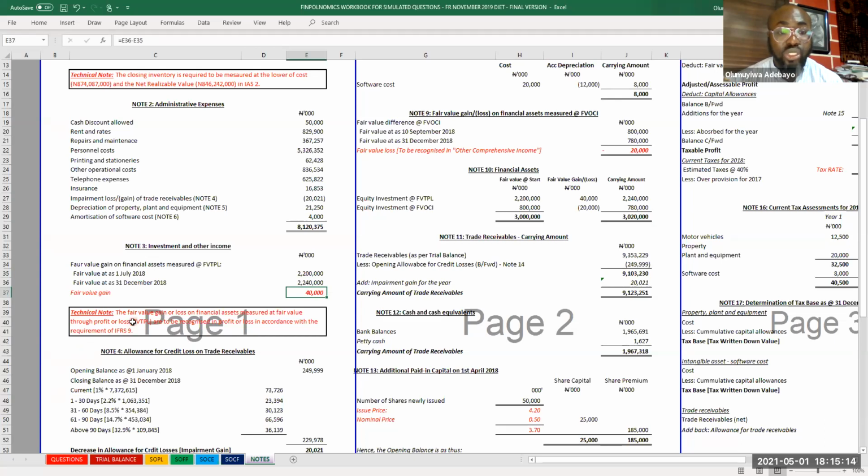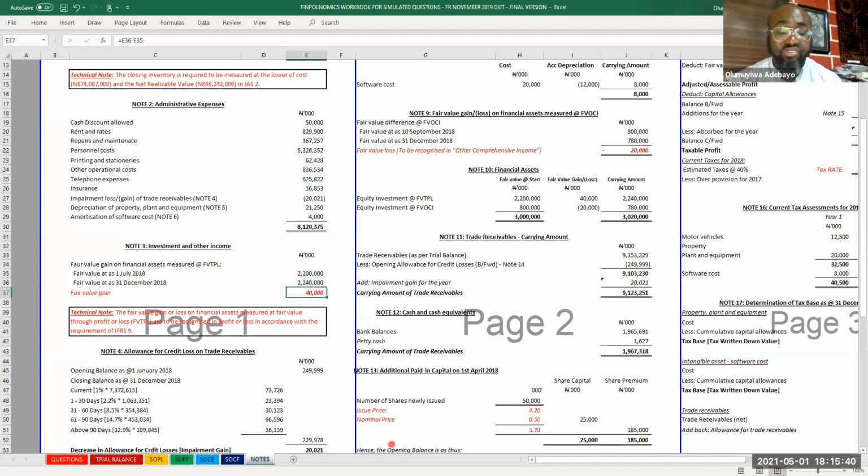And take note, the fair value gain or loss on financial assets measured at fair value to profit or loss should be recognized in profit or loss in accordance with the requirement of IFRS 9. And that is what we are going to do, which is in compliance with what Shemilore said in our answer.